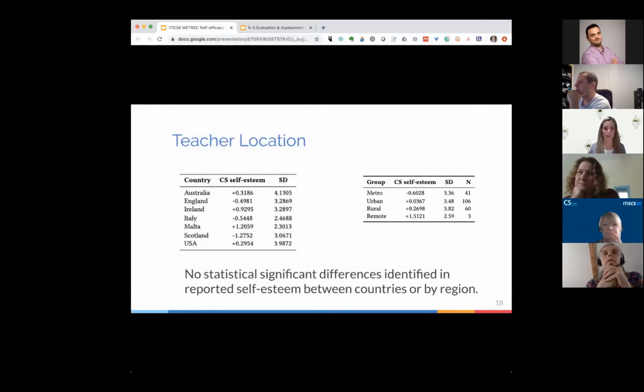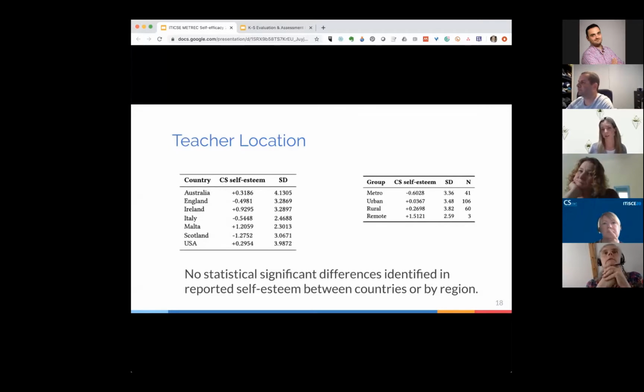So a Tukey post-hoc test was performed, and we found no significant differences between any country groups, but we did notice there were some differences between England, Italy and Scotland who showed a positive CS self-esteem, but further work is required to unpack this finding to determine if there's local factors that influence this, such as curriculum, professional learning opportunities and qualifications, as well as to include other countries.